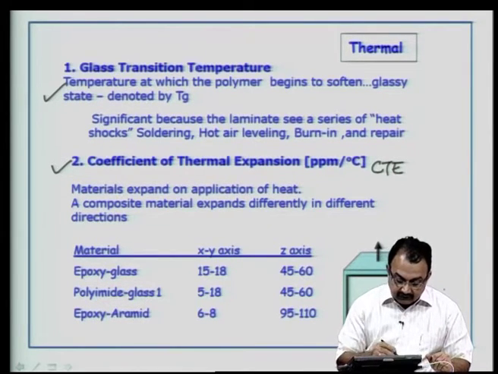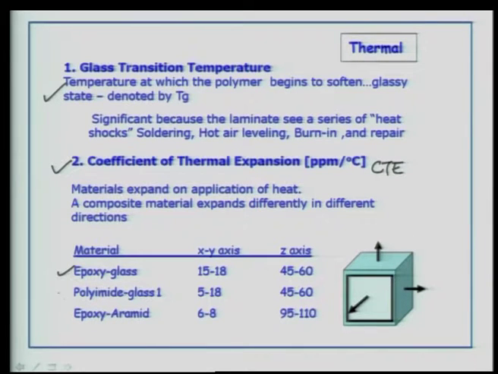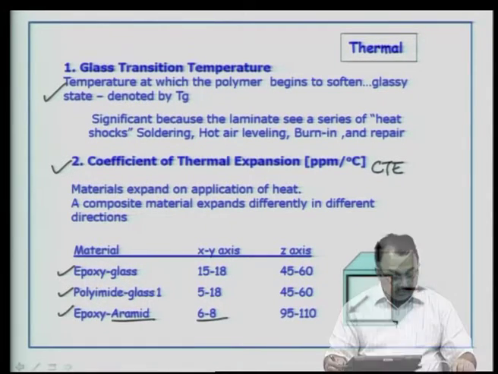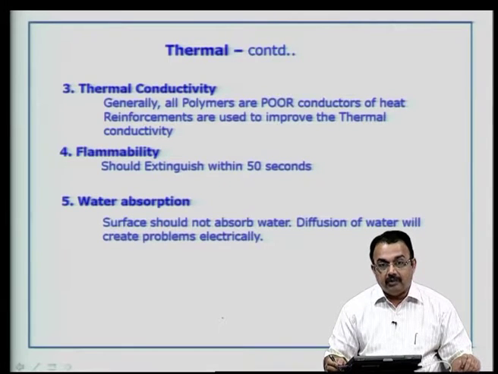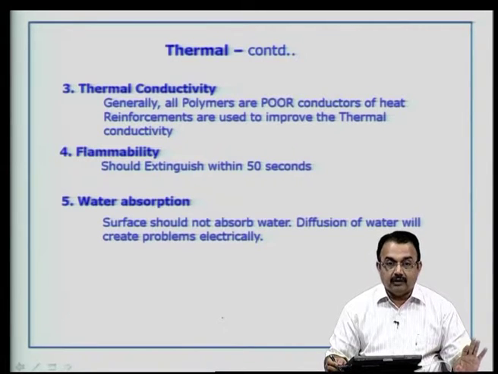You can see various materials like epoxy glass, polyimide is only 5 to 18, epoxy aramid, which is a different type of glass cloth material, it has got 6 to 8. So, it is better for a designer to know these characteristics. Thermal conductivity, generally all polymers are poor conductors of heat. Reinforcements are used to improve the thermal conductivity.